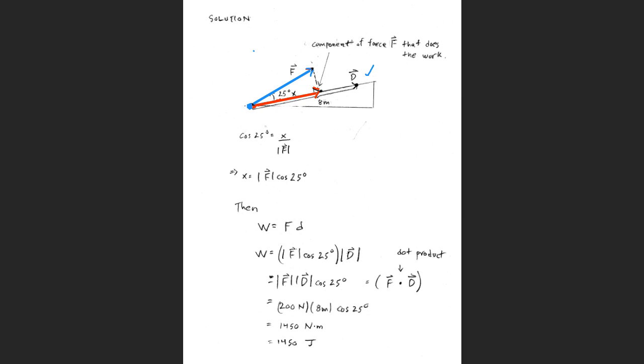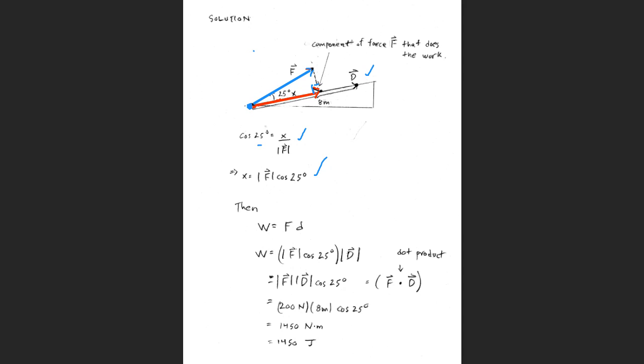Right, there it is. So we have a right triangle here. And the cosine of 25 degrees would equal this distance x over the hypotenuse, because the cosine of an angle is defined as the adjacent side of the right triangle over the hypotenuse. So this means x is equal to the magnitude of the force times the cosine of 25 degrees.